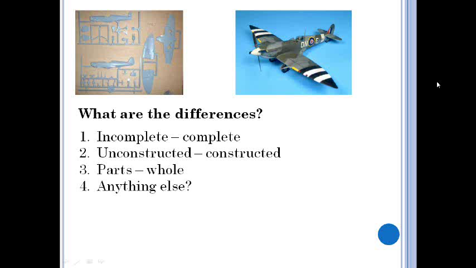At the same time, there are a number of differences. On the one hand, the kit is incomplete, while the model is complete. The kit is unconstructed, the model is constructed. In the kit, the focus is on the parts, whereas in the model, we see the whole. Any other differences?